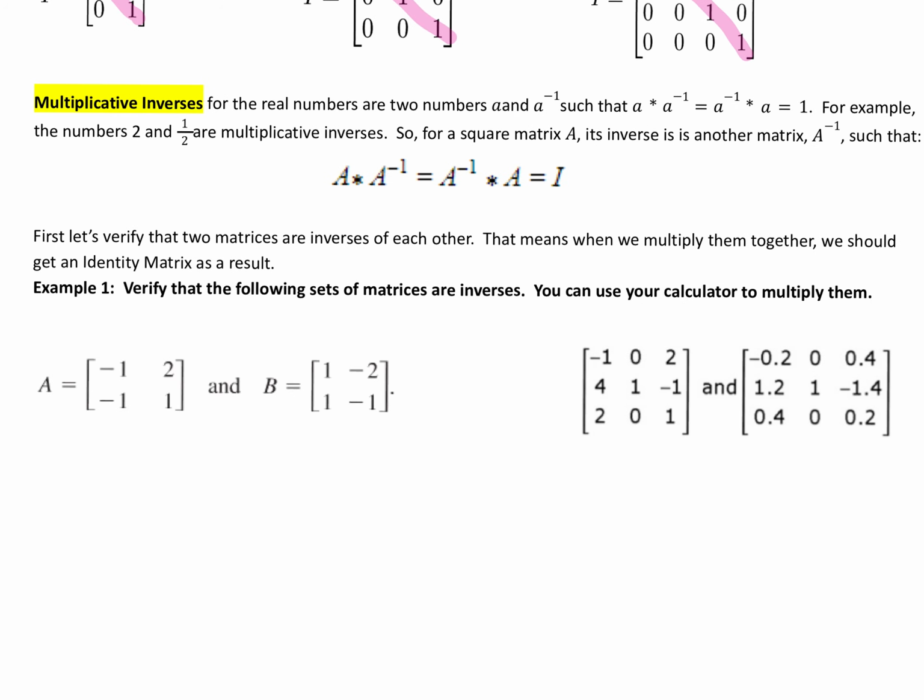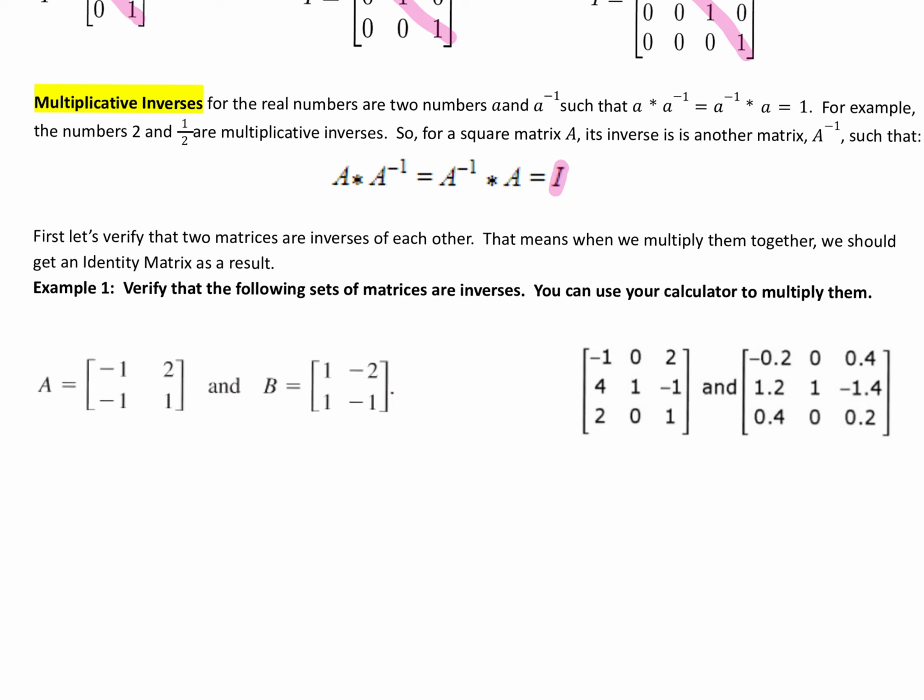Our multiplicative inverse is the same thing as if you were solving an equation and you wanted to undo multiplying by 2. You would multiply by 1/2, because a pair of multiplicative inverses are two numbers that when you multiply them, you get 1. When talking about matrices, 1 is really our identity matrix. So this is the same thing as saying 1.